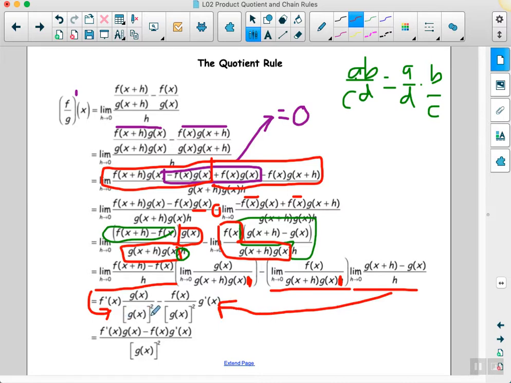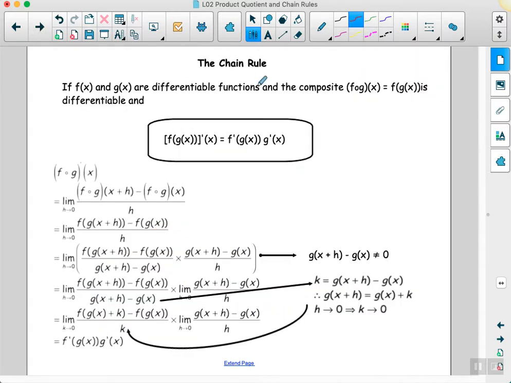We already have a common denominator, so we now see that f prime times g minus f times g prime divided by g at x all squared. So that is our proof. Next slide. Chain rule, and then offering you a different proof than probably what was done in calculus for the chain rule.